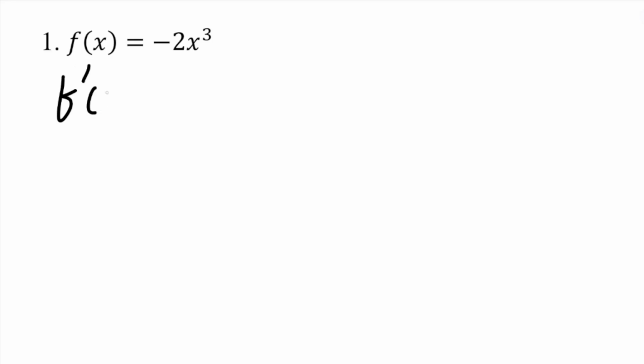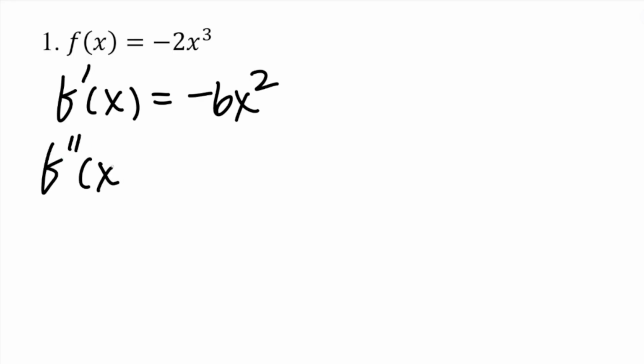So I'm going to use the power rule, multiply the negative 2 by 3, subtract 1 from the power, and then f double prime would be negative 12x. Okay, now you can make a sign chart or you can sketch the graph. Either way, I think I'll probably be doing some of both on this video.